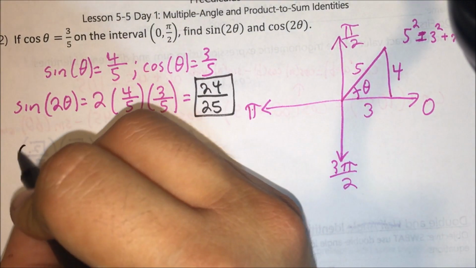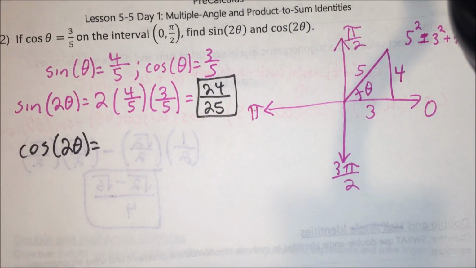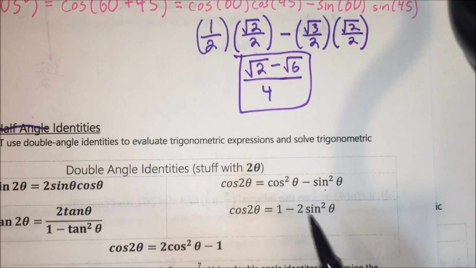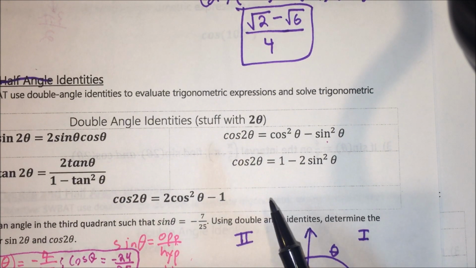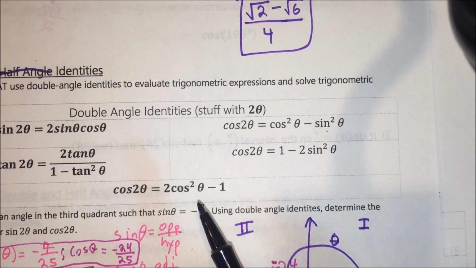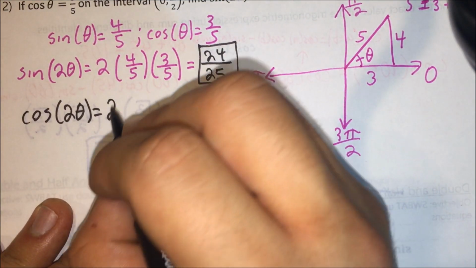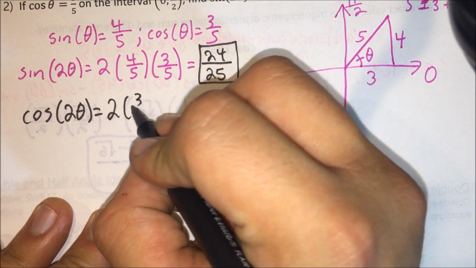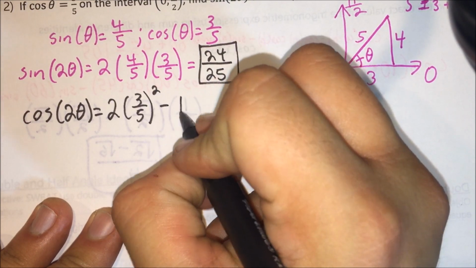And then the second one, cosine. Let's use a different one than we used before, because again, we do have 3 options. The first time we used this one here, cosine squared minus sine squared. Let's use the third one, 2 cosine squared minus 1. So again, you can use any of the 3 and they will work. So 2 times cosine, which is 3 over 5, squared, minus 1.